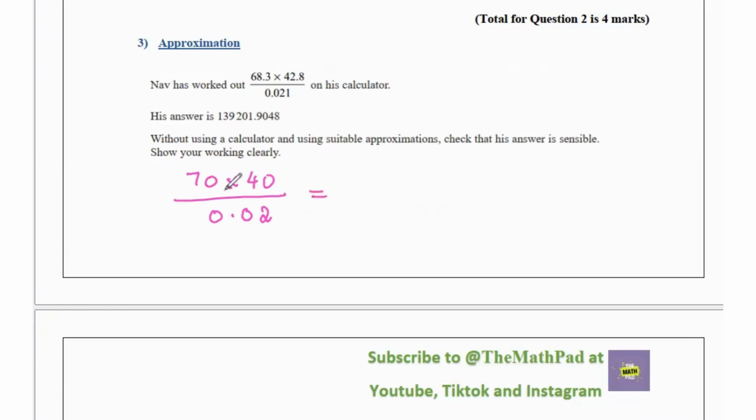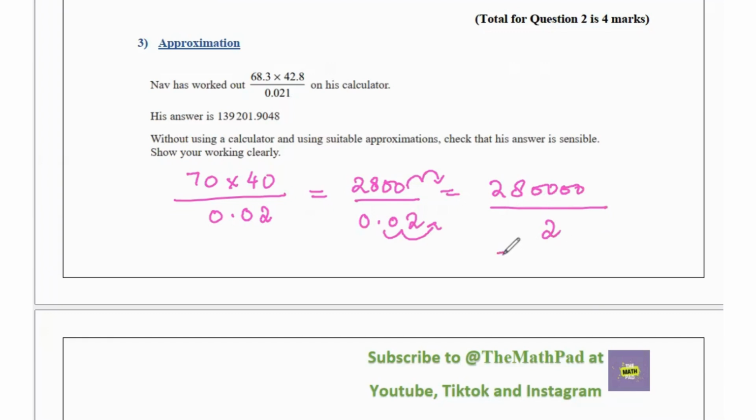So if we do this, that's going to be 2800 over 0.02. If we move the decimal 2 places to the right side, that means we move the decimal over here as well. So that's 280000 over 2, which is equal to 140000. So this is what we're getting for the answer.